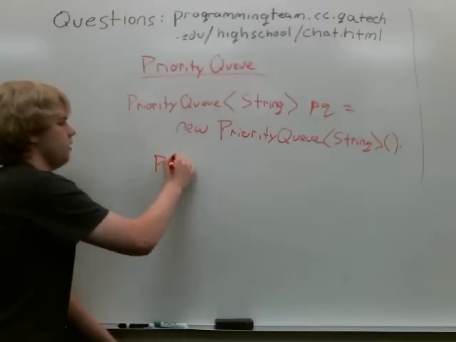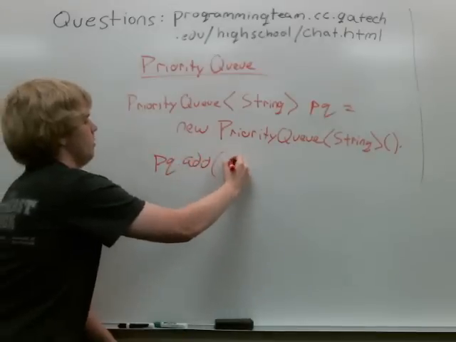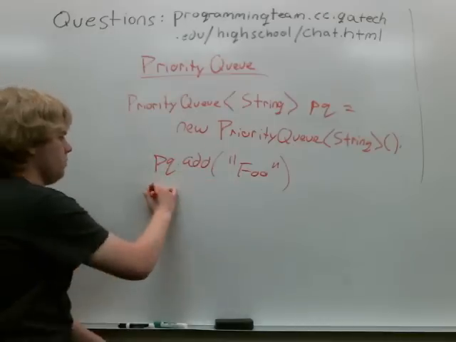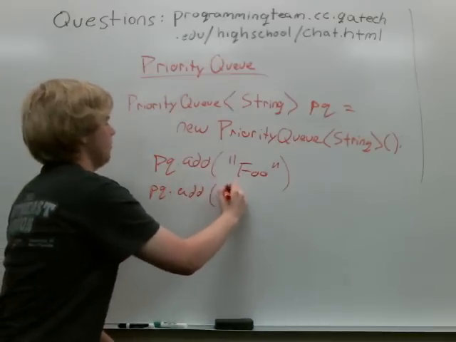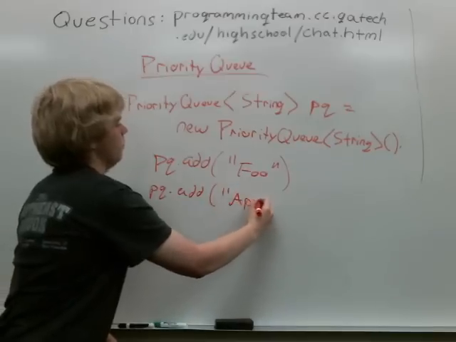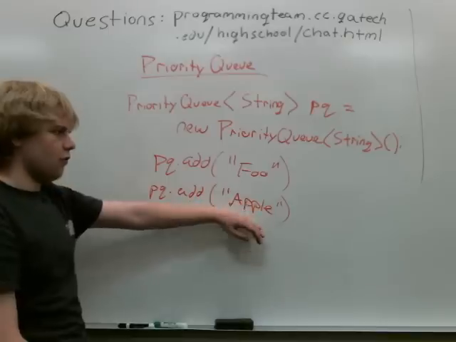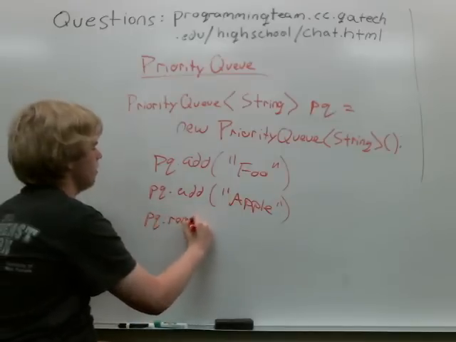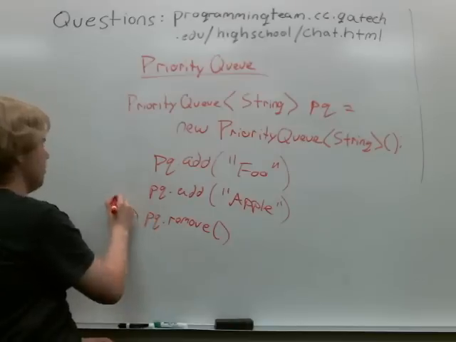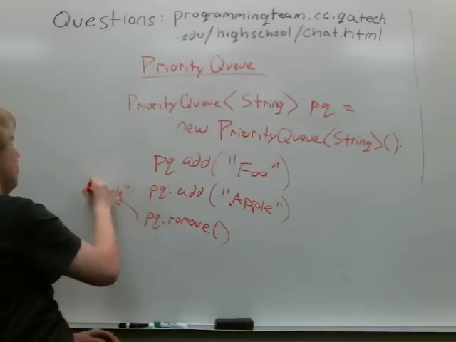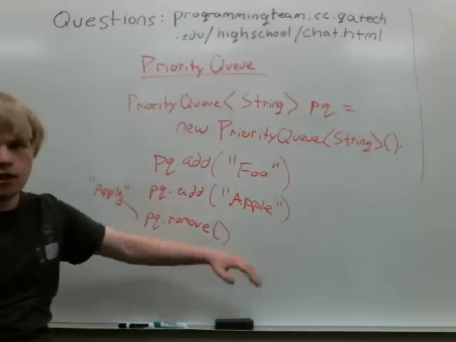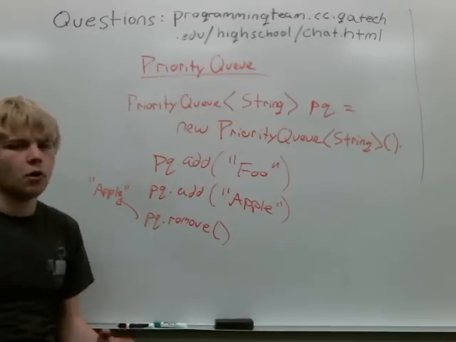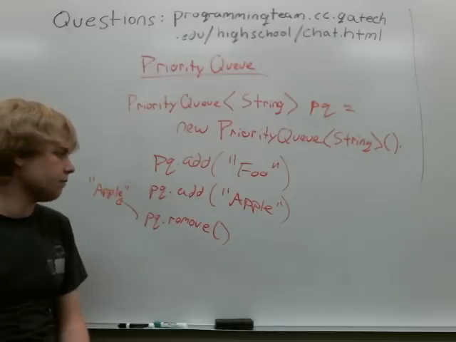And then the important methods for this are pq.add, maybe some string. So we added the string foo. Maybe we add apple. So obviously apple comes before foo in the alphabet. So when we do pq.remove, apple is what gets returned. Apple is what gets returned here, because our priority queue is going to maintain the ordering based on the compareTo method and return, by default, the minimum element. So the smallest element is what gets returned by default.